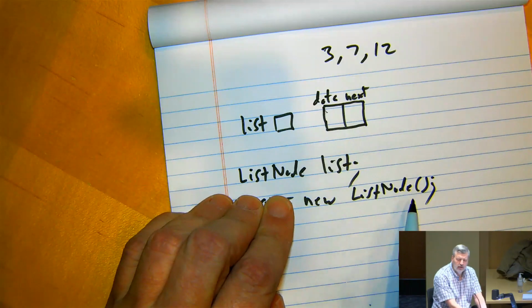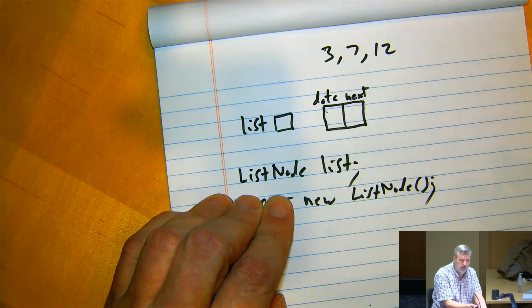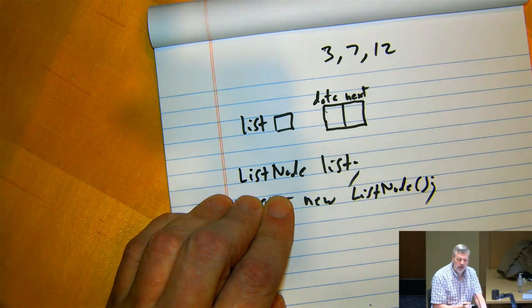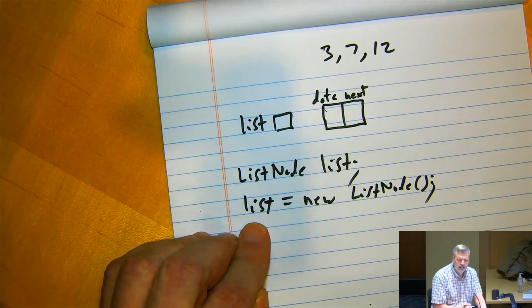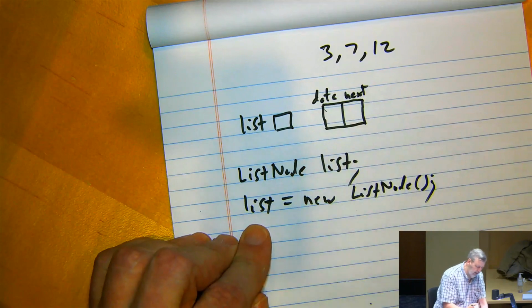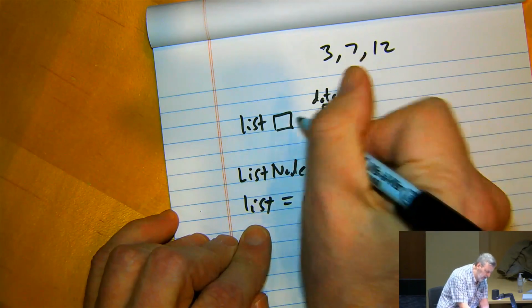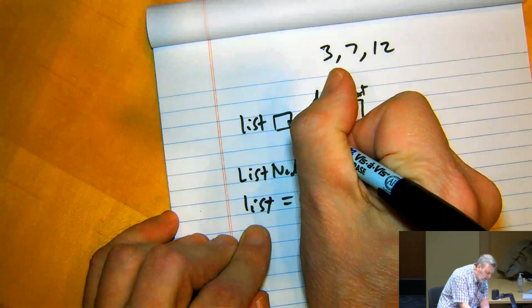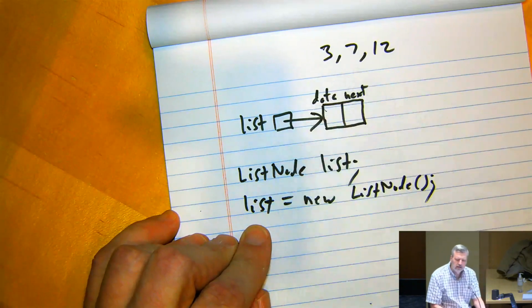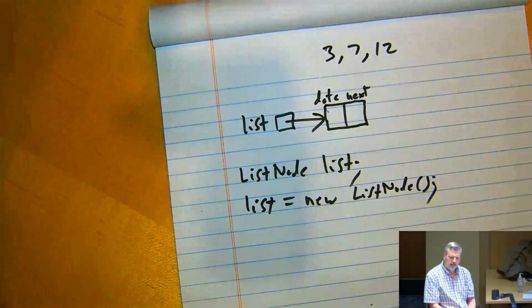So when you ask Java to make a new list node, it goes out, it constructs the node, and it returns a reference to that node. And what are we doing with the reference that's being returned? We're storing it in list. So the arrow, the memory address, the phone number, however you want to think of it, is going to be stored in list, which means that it points at this node that we just constructed.